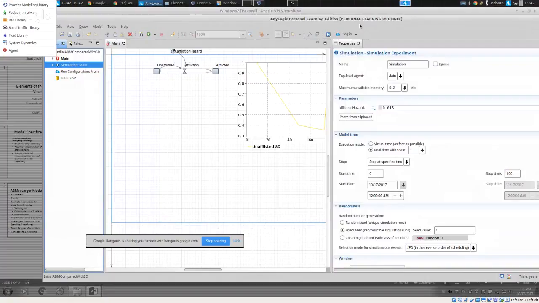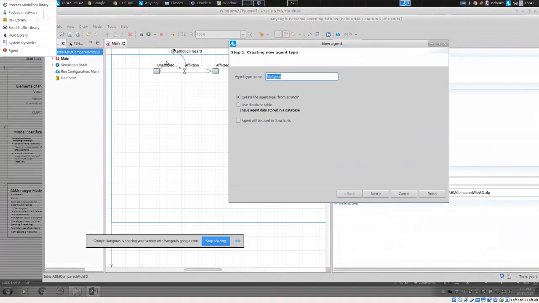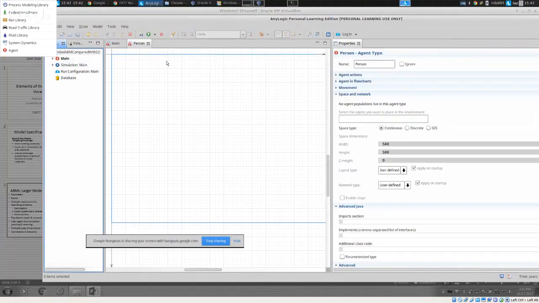Okay. Now, ladies and gentlemen, the plot thickens. We're going to go in quick order, so pay close attention to this. First thing we're going to do, now begins the agent-based modeling onslaught. Right-click on this, do new agent type, and say Person with a capital P. Capital P Person. Okay? Next.